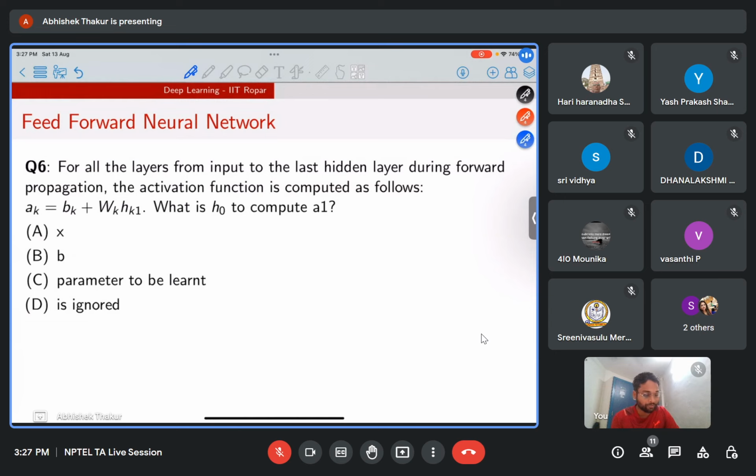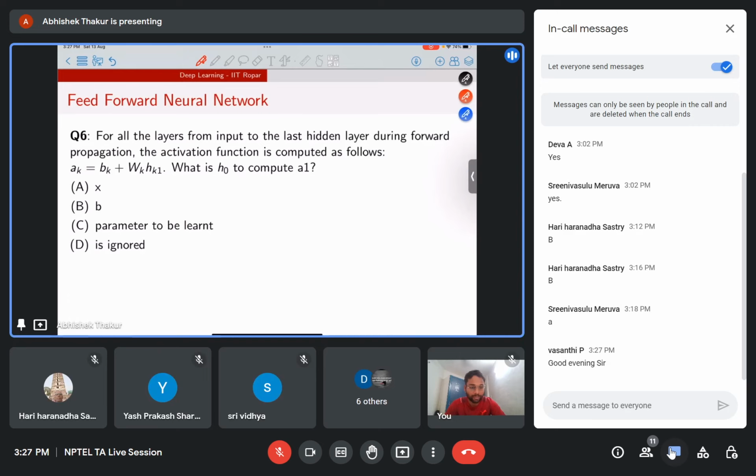Okay, so the answer for this question: for all the layers from input to the last hidden layer during forward propagation, the activation is computed as follows, A_k is equal to b_k plus W_k h_{k-1}. What is h naught to compute a1? Can anyone give the answer? Can you answer this question?